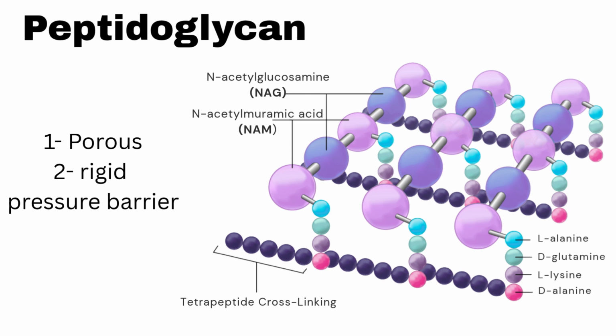Instead, it acts as a rigid pressure vessel. It's made of alternating sugar backbones, NAM and NAG, woven together and heavily cross-linked by short peptide chains. This massive cage-like polymer wraps entirely around the bacterium. So when water rushes in and the internal cell membrane starts to swell, it just pushes right up against this rigid peptidoglycan cage, totally preventing what we call an osmotic burst.